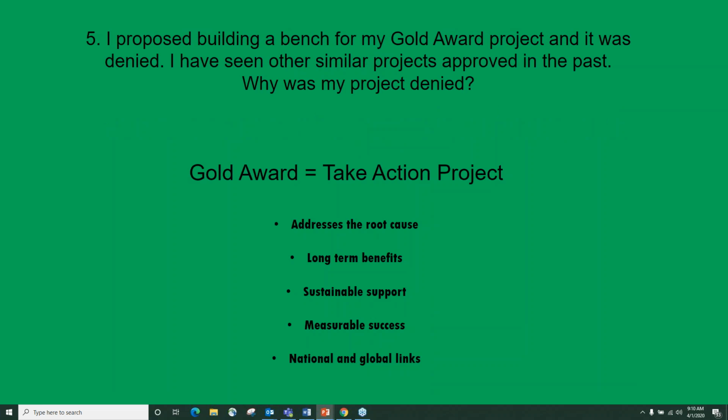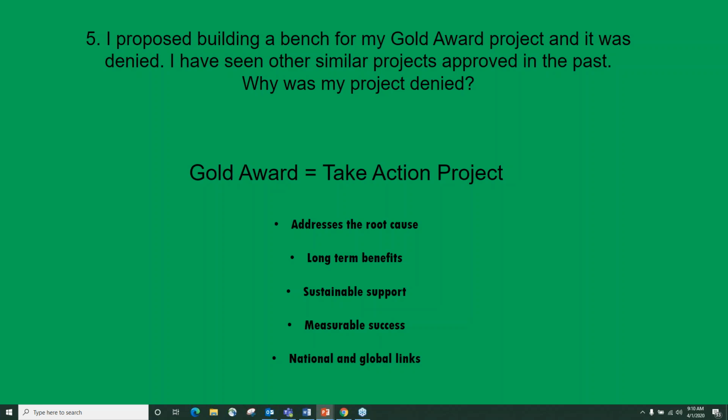The last question is, I proposed building a bench for my Gold Award project and it was denied. I have seen other similar projects approved in the past. Why was my project denied? So we are aware that there have been projects in the past that were essentially a bench. As we move forward as a council and in following the National Gold Award standards, bench projects, renovation projects, or collection projects will not be approved.